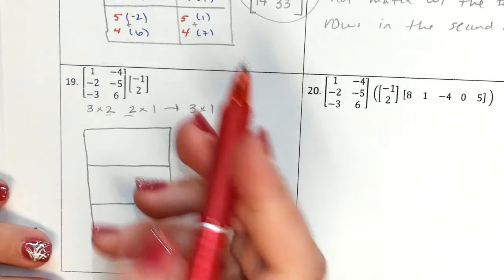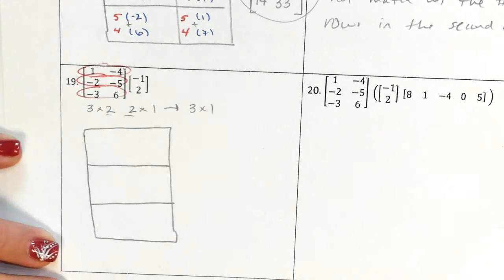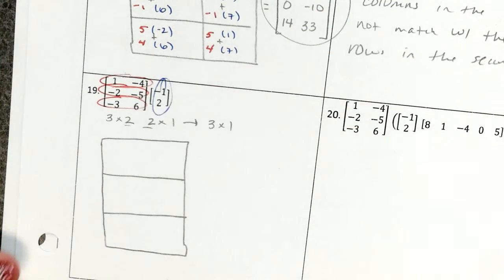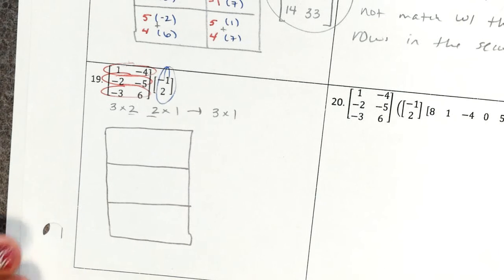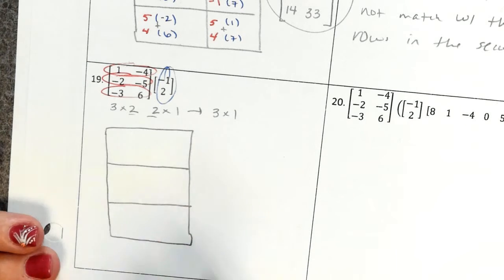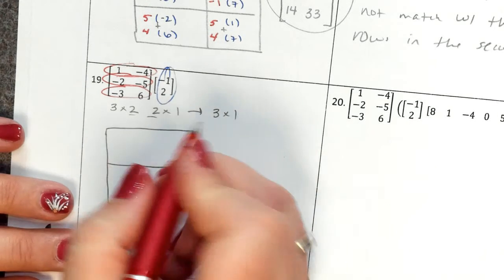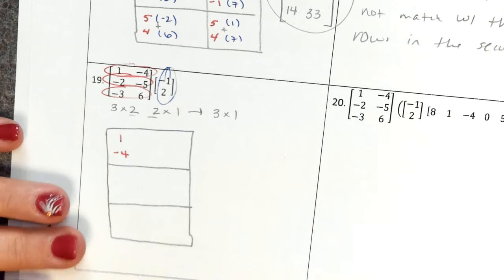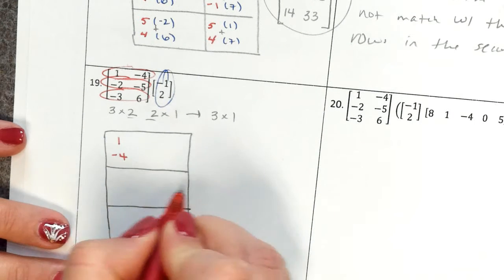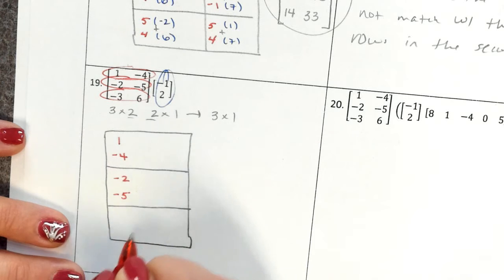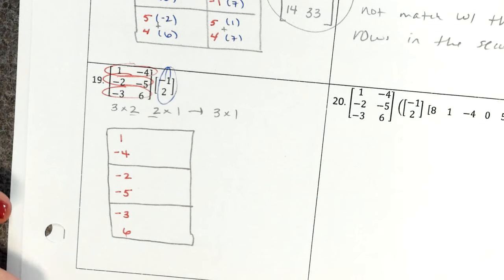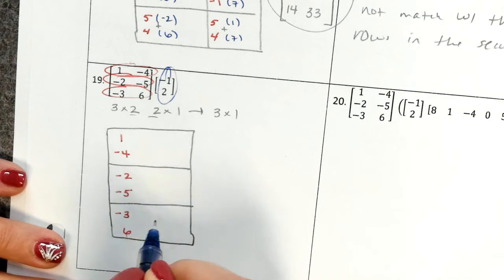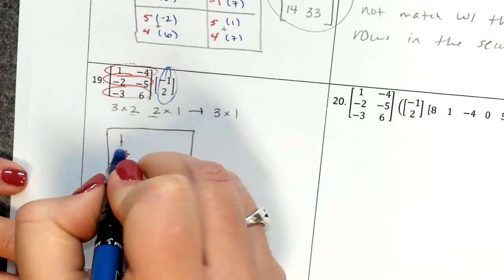Okay. Remember, we're going to circle the rows in the first. We're going to circle columns in the second. There are 3 rows. There is 1 column. In the top row, numbers 1 and -4 go in each box. Oh, look, there's only 1 box for that top row. In the middle row, I'm going to use the numbers -2, -5, and in the bottom row, I'm going to use numbers -3 and 6, based on what I circled. In each of the boxes in this first column, I have to use -1 and 2.